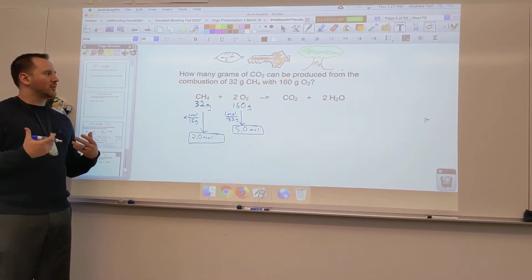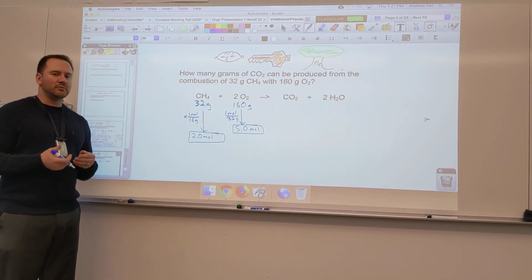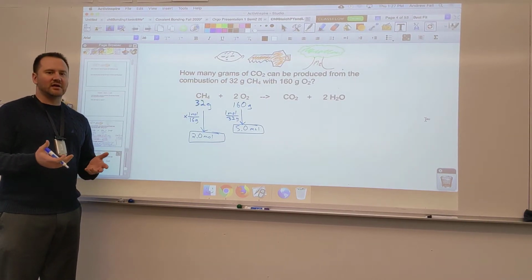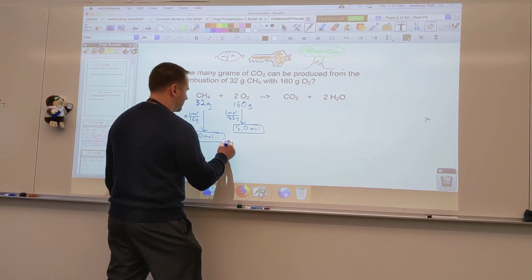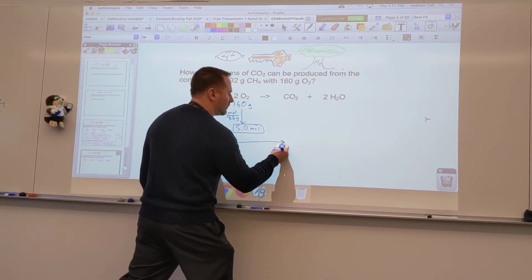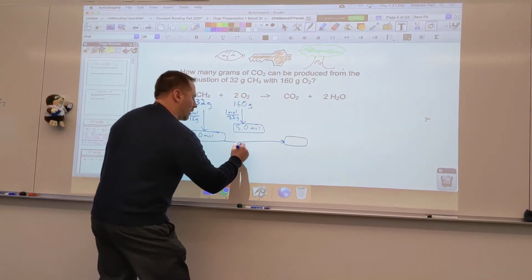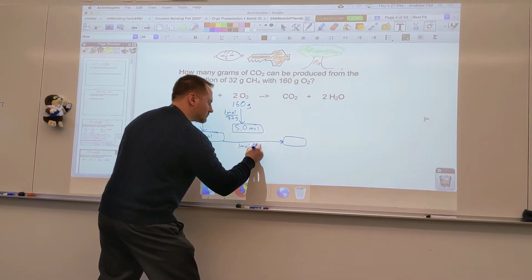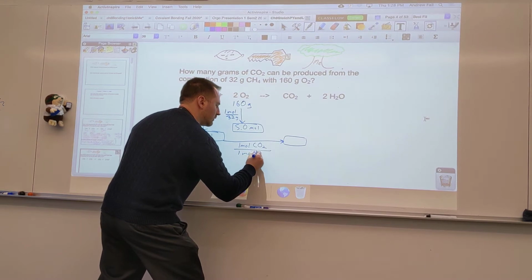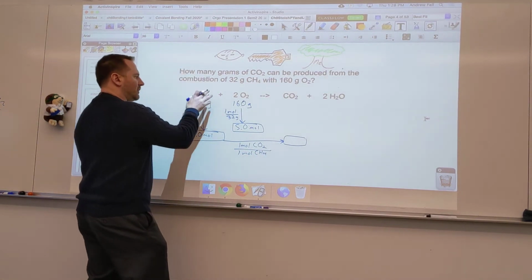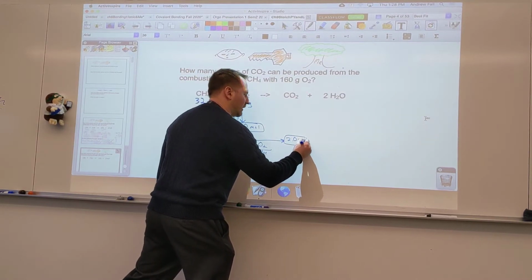I think the easiest way to go about and figure out what's going to limit how much product you can make is to figure out how much you can make with each reactant and then say, well, which is the lower number? So in this case, we're going to take 2 moles of the methane and we're going to figure out how many moles of CO2 we can make from that. Since we get 1 mole of CO2 for every 1 mole of methane, from our methane we'll be able to produce 2.0 moles of carbon dioxide.